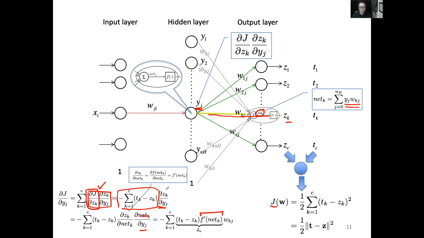So now partial zk, partial yj would be the term wkj right here. So with this information, we are able to find out this term, and this is the first term, partial j, partial yj, that we find.